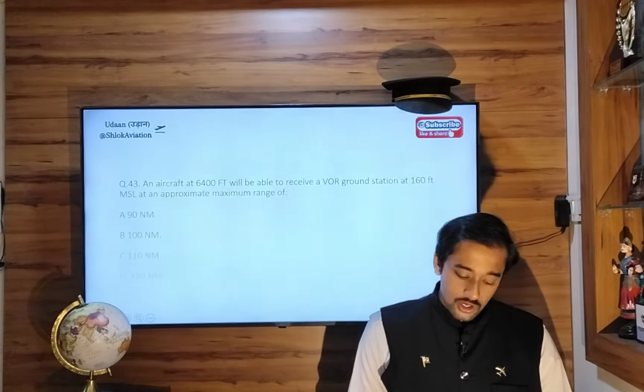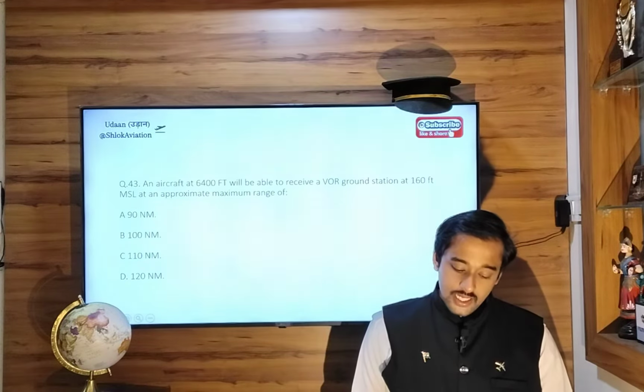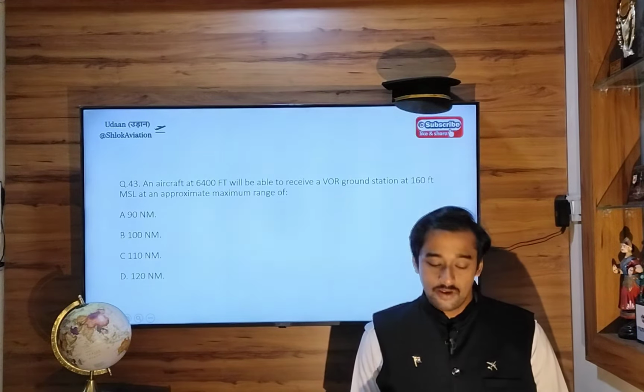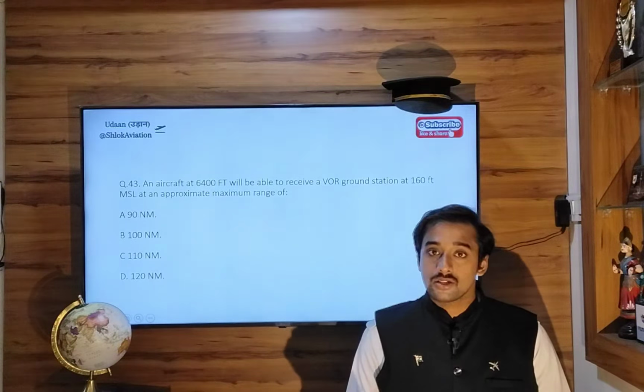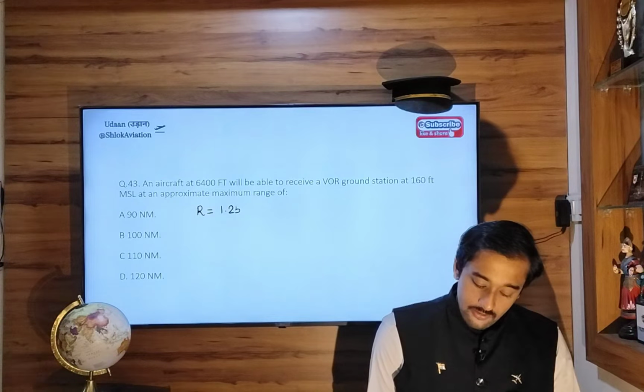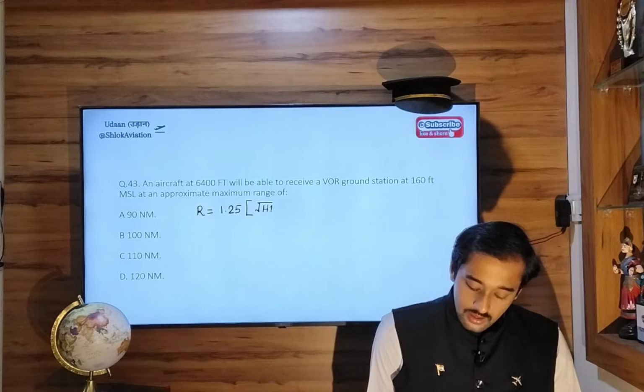Next, question 43. An aircraft is at 6,400 feet. VOR is at 160 feet. What will be the range? So range is equal to 1.25 square root of h1 plus h2.